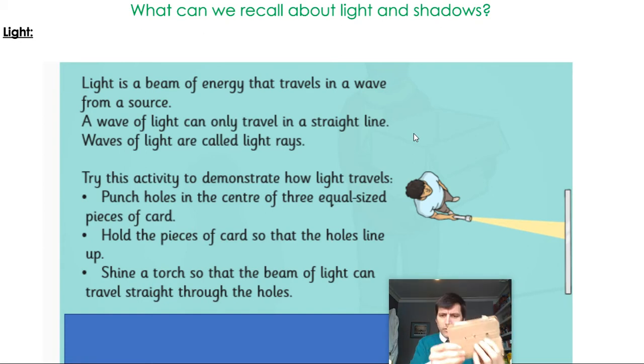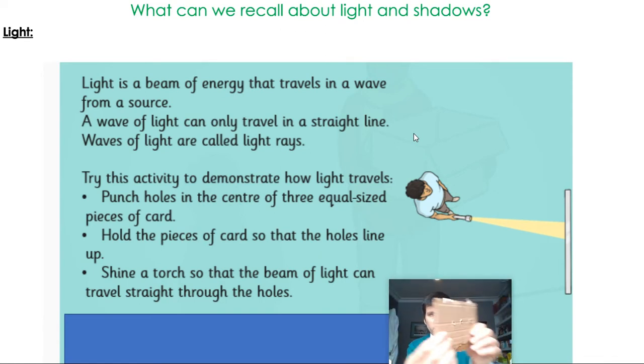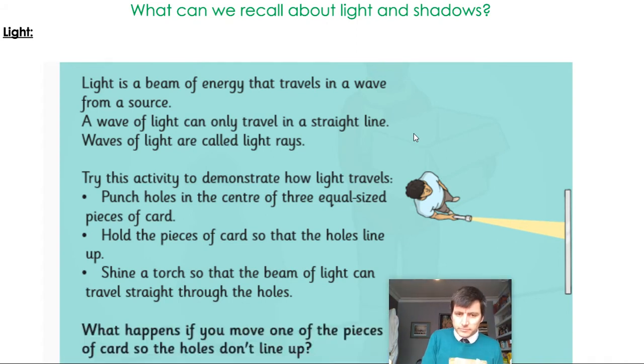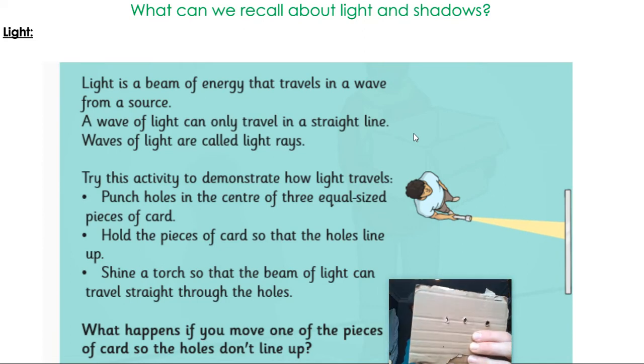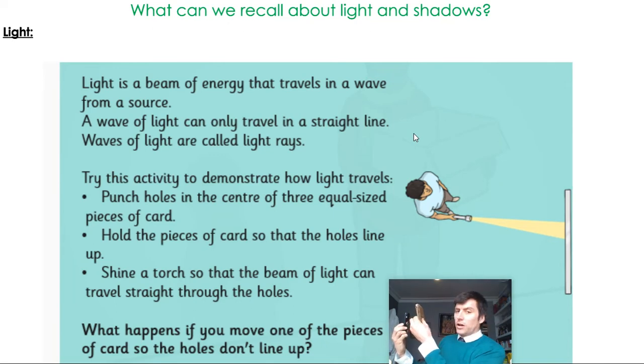Okay, so you can see now I've got three holes that are all lined up. My three pieces of card are on top of each other, and I can see you. You might not be able to see me, but I can see through. Now, if you see, I'm going to try and use my phone as a torch. I don't know if this works very well, but you can see the light coming through. And if I turn, I can see on my face the light comes through.